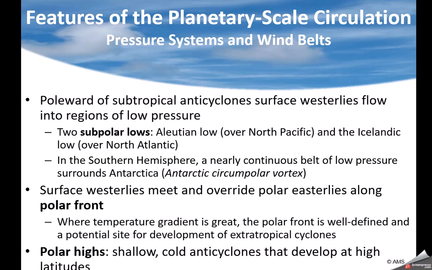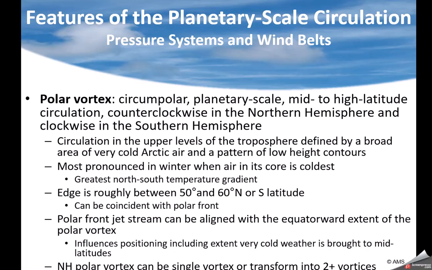Now you go up to the north and you get these subpolar lows that track across. And they're typically right along a frontal boundary. We have cold air to the north, warmer air to the south. And then atop, there's a big cold anticyclone that literally develops right over the North Pole or the South Pole. Above that, we have the polar vortex.